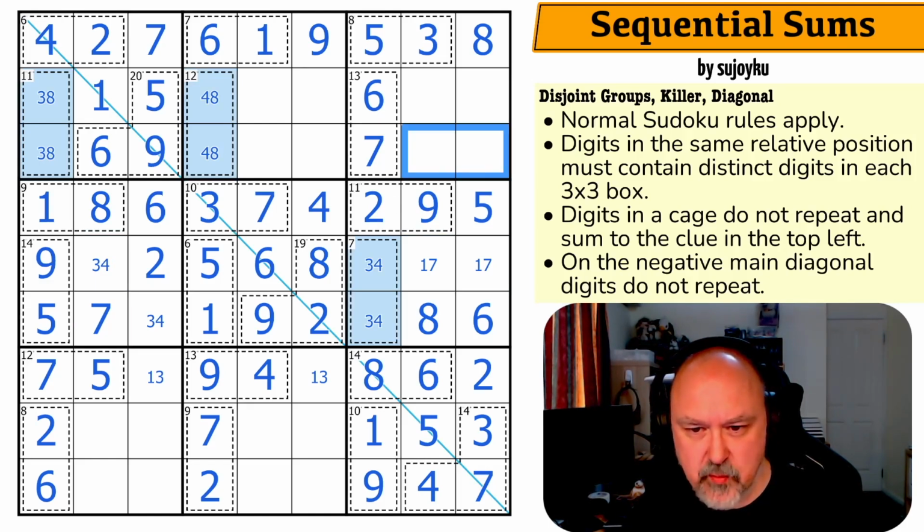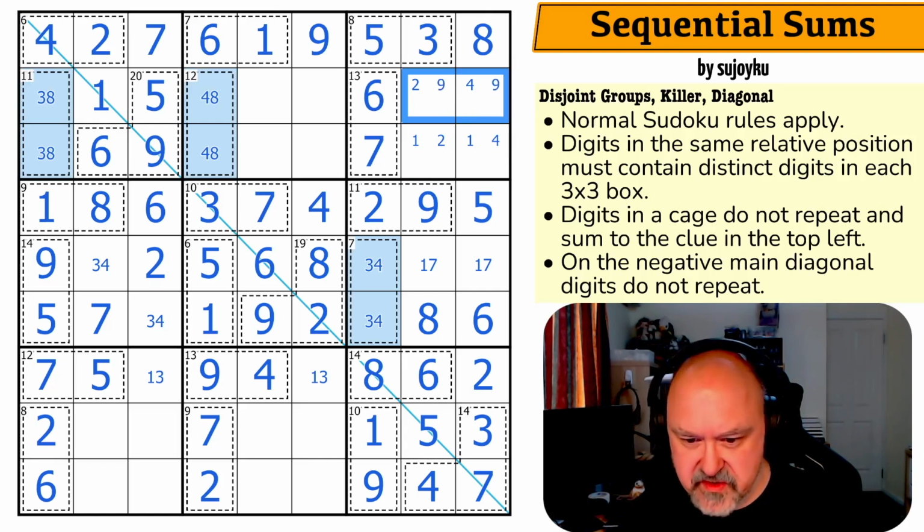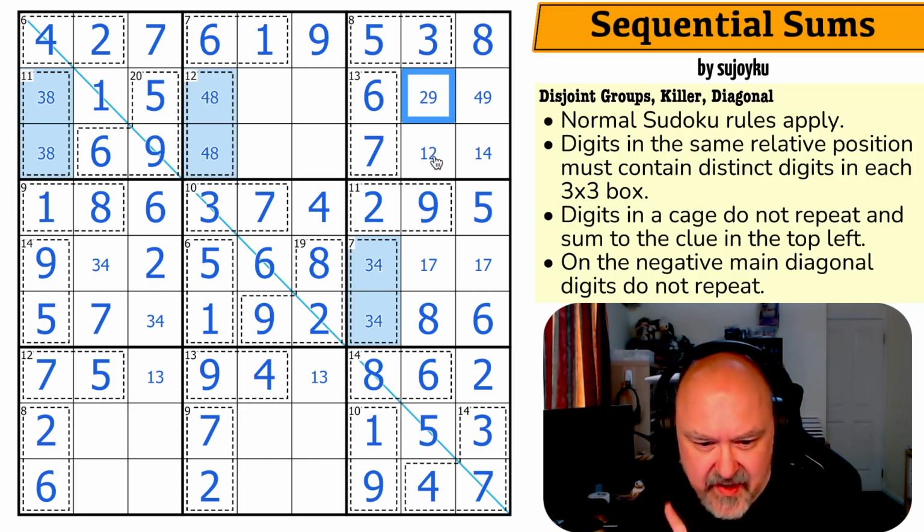This 1 is in one of those two. Need to put 2 in one of those two. Need to put 4 in one of those two. And I need to put 9 in one of those two. So this is 1, 2. This is 1, 4. This is 4, 9. And this is 2, 9. Can I do anything with that by disjoint? Not that I can see.